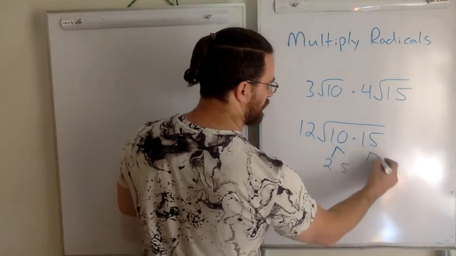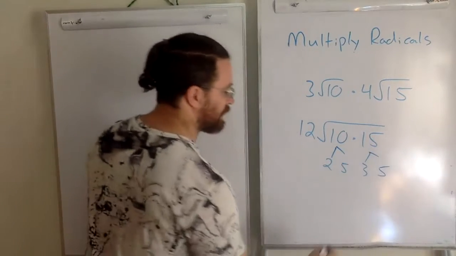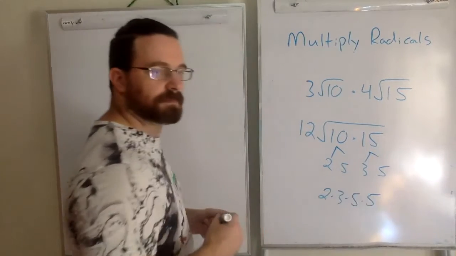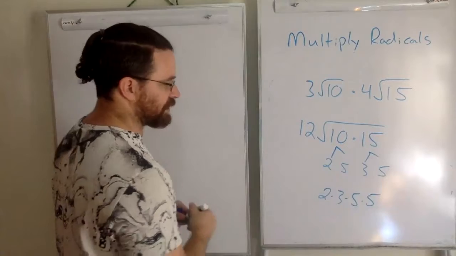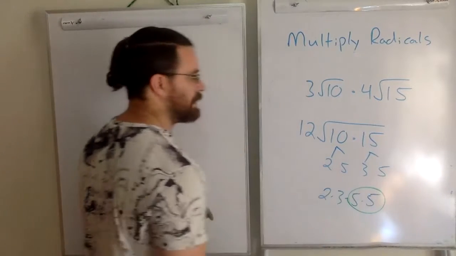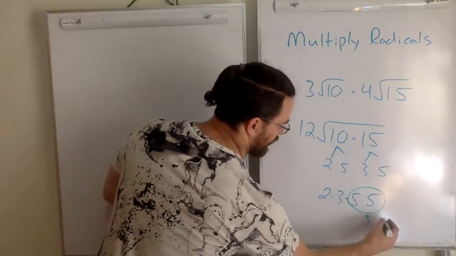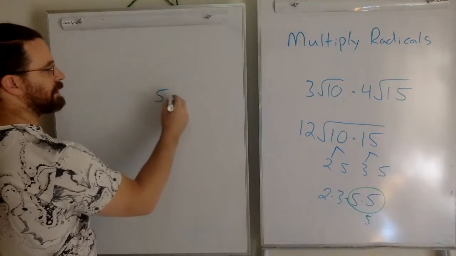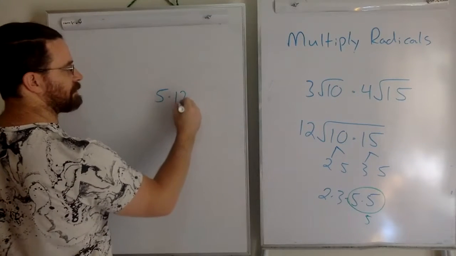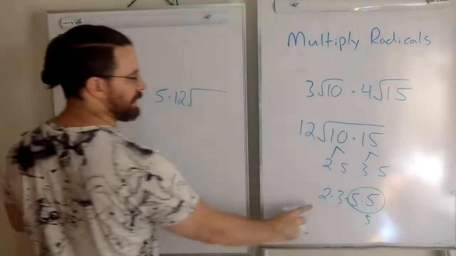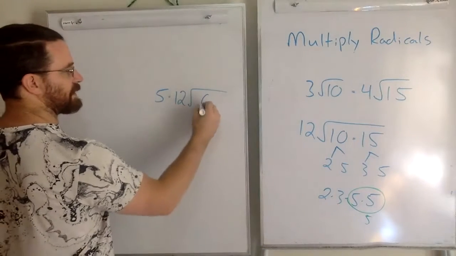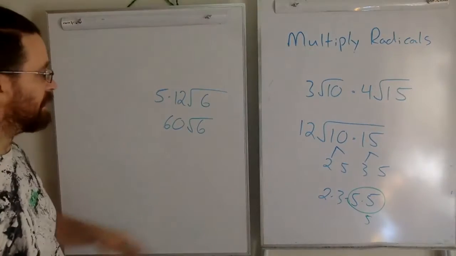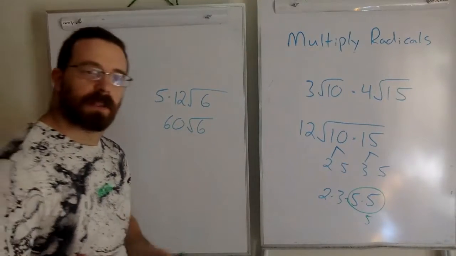2 times 5, 3 times 5. So this gives me 2 times 3 times 5 times 5. My perfect square is right there. So this is going to come out as a 5. So the 5 goes on the outside. You already have a 12 on the outside. And on the inside, you're left with 2 times 3, which will make 6. So I'm going to get 60 radical 6. That would be my final answer. Try another.